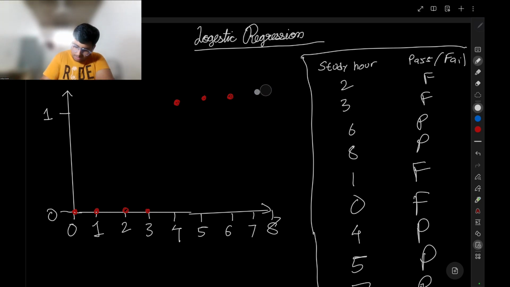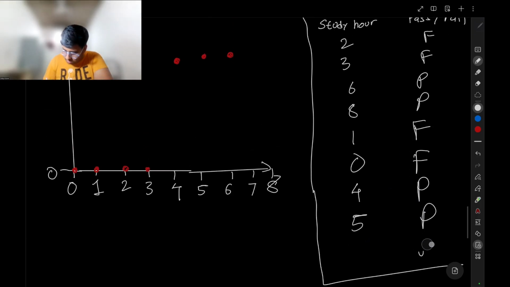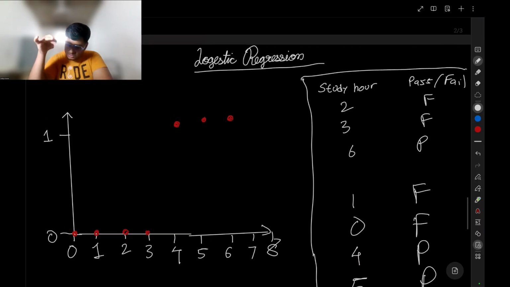Or let me do one thing. Let us remove 7-1 and 8-1. You will understand why I'm removing these data points in the later part of this lecture. As you can see, the data set that I have drawn on the graph, it is very difficult to find a best fit line here.